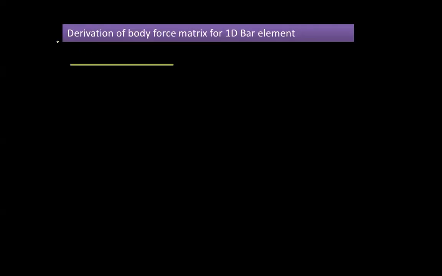Now we're going to see the derivation of the body force matrix for a one-dimensional bar element. Let us see if this is node point 1 and node point 2. So this is a simple example of a one-dimensional bar element. I know that at node number 1 it has a Q1 and at node number 2 it has a Q2.